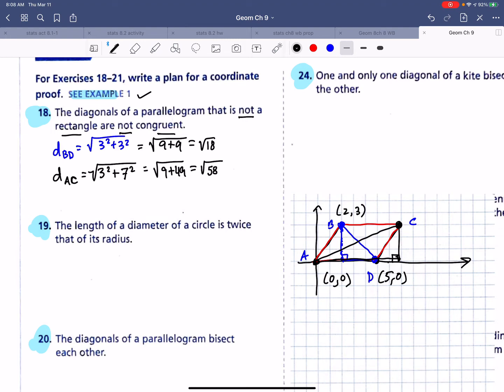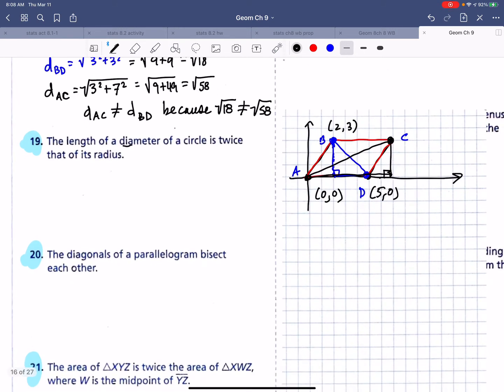So we can say the diagonal of AC is not equal to the distance between BD, the diagonal, because these are not equal to each other. Very, very different. We get a long one and we get a shorter one.